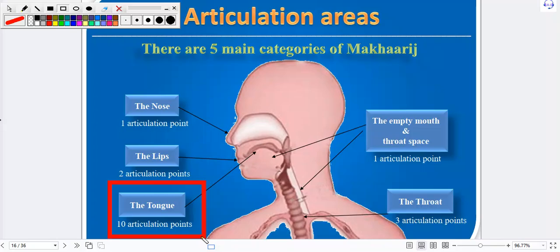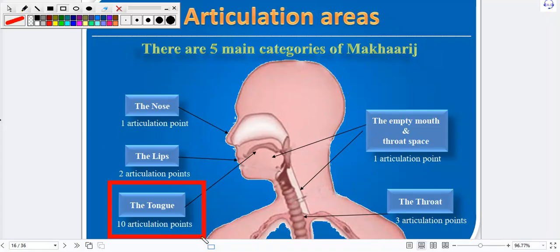So if you study deeply, you can understand how Allah is addressing, what those communication skills are, especially word formation and sentence formation. The tongue is a very important part, and it has 10 articulation points altogether.